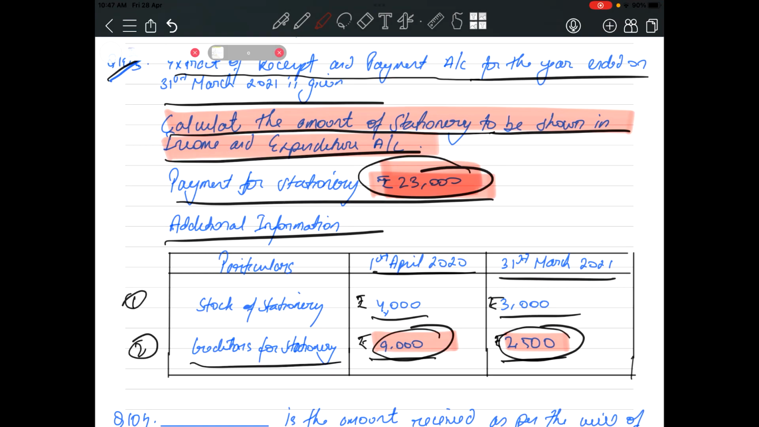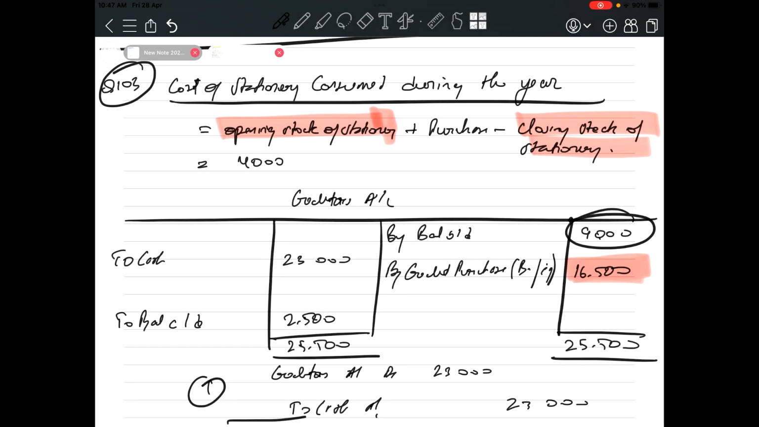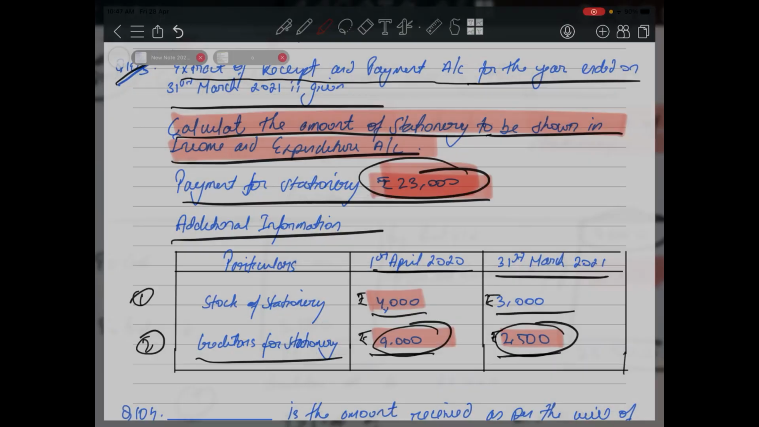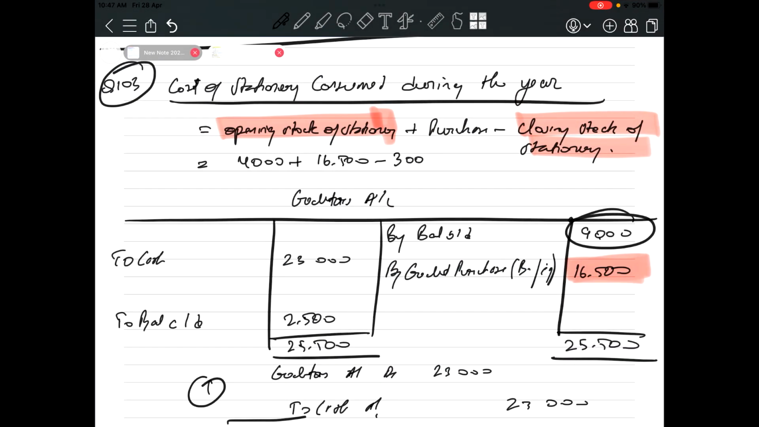Now what is the opening stock of stationery? 4,000. What is the purchases amount? 16,500. And what is the closing stock of stationery? It is 3,000. Now what is the amount of stationery consumed? Minus 3,000. It is 17,500. So this 17,500 will be the answer for question number 103.